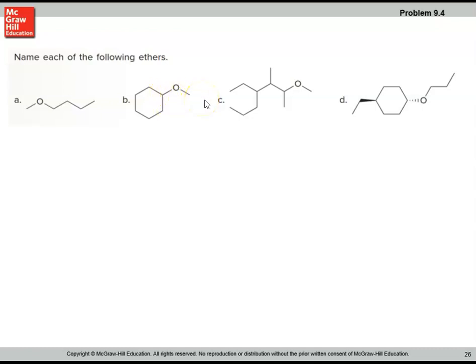For C, let's find the longest chain, 1, 2, 3, 4, 5, 6, versus 1, 2, 3, 4, 5, 6, 7. So this is the longest chain. It's going to be a heptane, and we're going to number it from this carbon because we hit some of the substituent groups first and the higher order methoxy group. So it'd be the 2-methoxy, 3-methyl, 4-ethyl heptane. Since the ethyl is alphabetically first, that one goes in front.